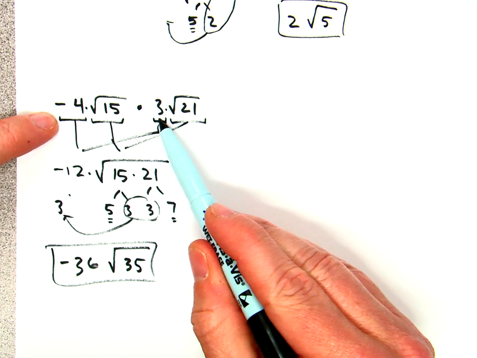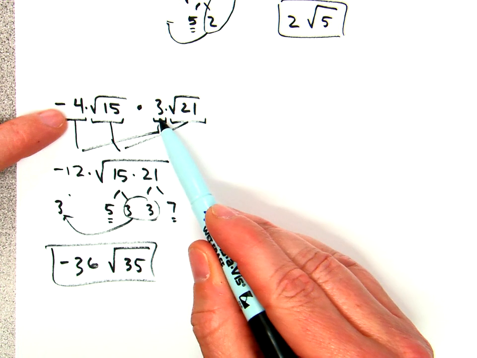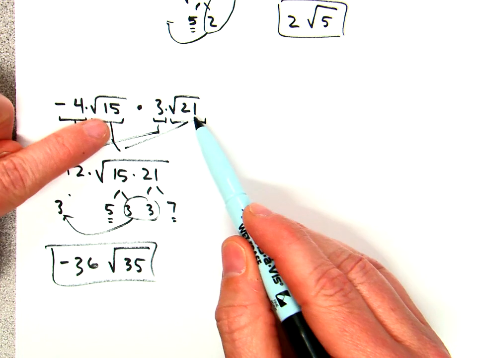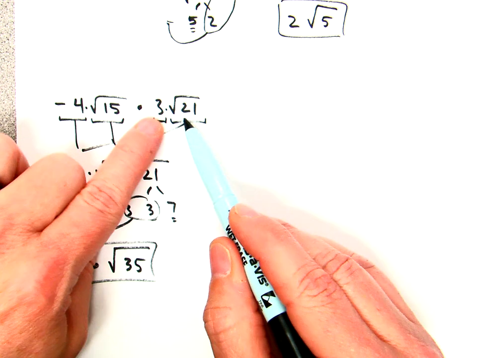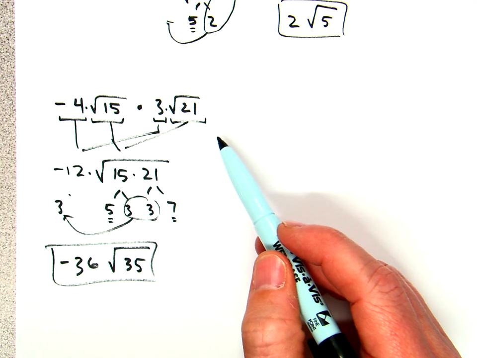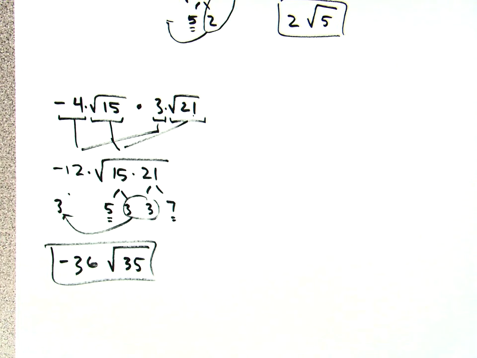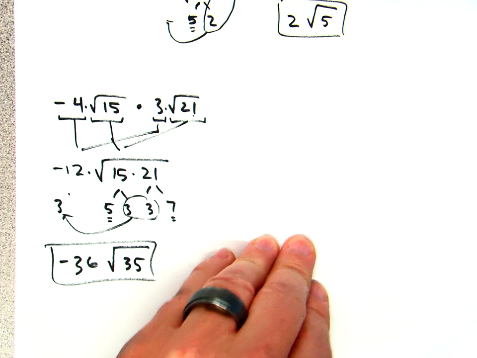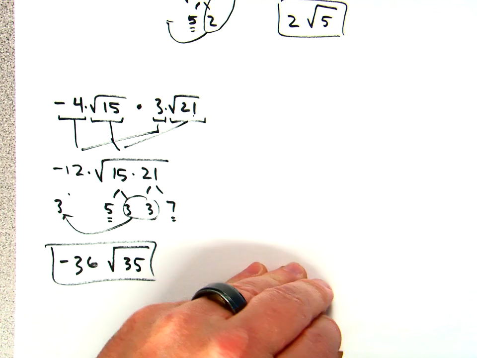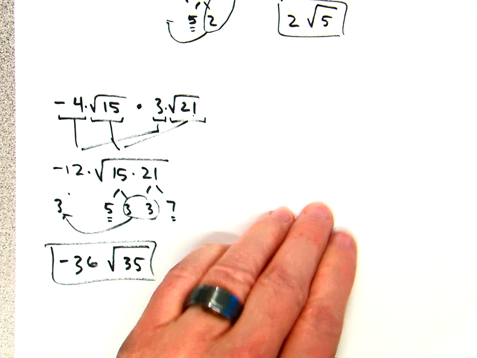So things on the outside, we can multiply non-roots and non-roots. We can multiply roots and roots. We cannot multiply roots and non-roots. Right? But there's no sense in multiplying 15 and 21. Make it big, break it right back down. Right? Let's make life easy on ourselves.